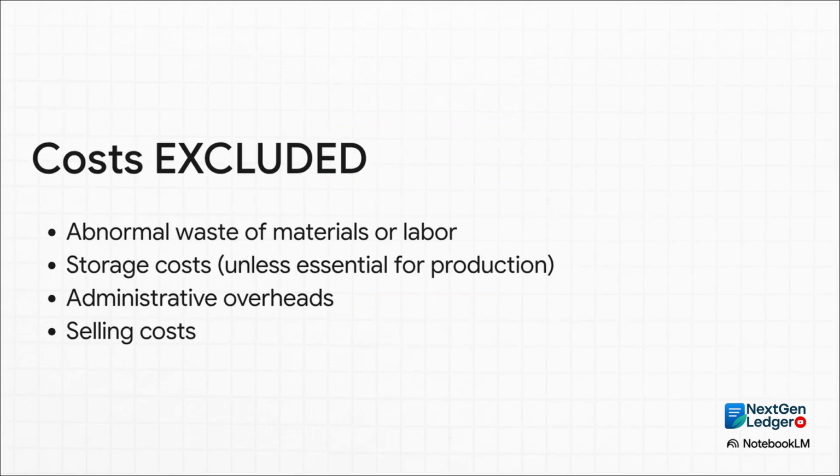Now, this is just as important, what you can't include. Paragraph 16 is super clear on this. Let's say a baker accidentally drops a whole bag of flour on the floor. You can't add the cost of that wasted flour to your good inventory. Nope. And you also can't include the cost of storing finished cakes, paying the accountants in the main office, or running a marketing campaign. Those are just general business expenses.